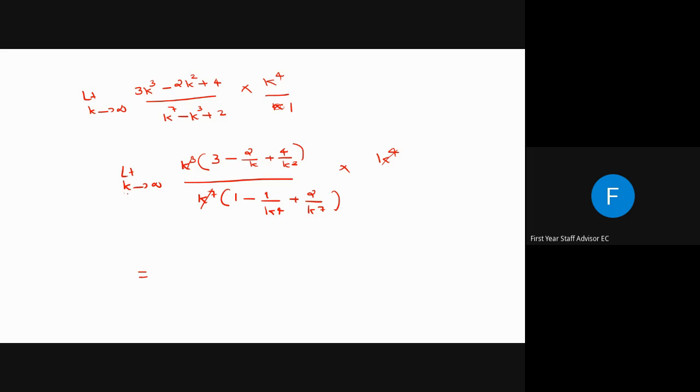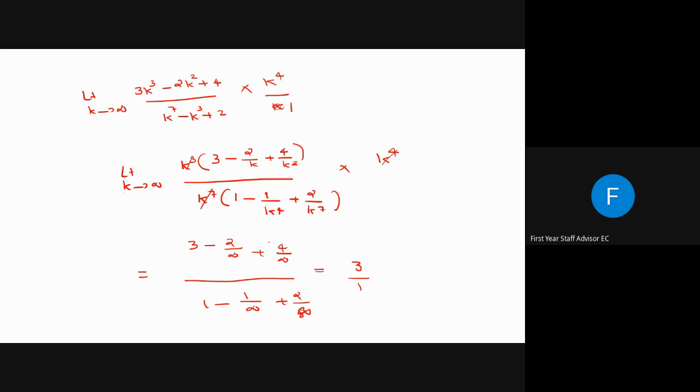So here k raised to 3, k raised to 4, k raised to 7 cancel. Give the value of k equal to infinity: as k tends to infinity, 3 minus 2 by infinity plus 4 by infinity, divided by 1 minus 1 by infinity plus 2 by infinity. That means 3 by 1. This is a finite quantity, a finite value.